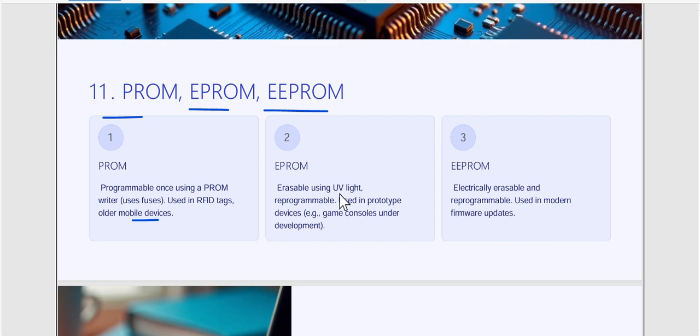EPROM will use UV light, ultraviolet light, and it is reprogrammable, और ये आपके पास prototyping में use किया जाता है. If you have written the instruction, you can change it again, and you can write down once again a new instruction. EEPROM is an electrically erasable programmable ROM, and it is basically used in firmware updates.